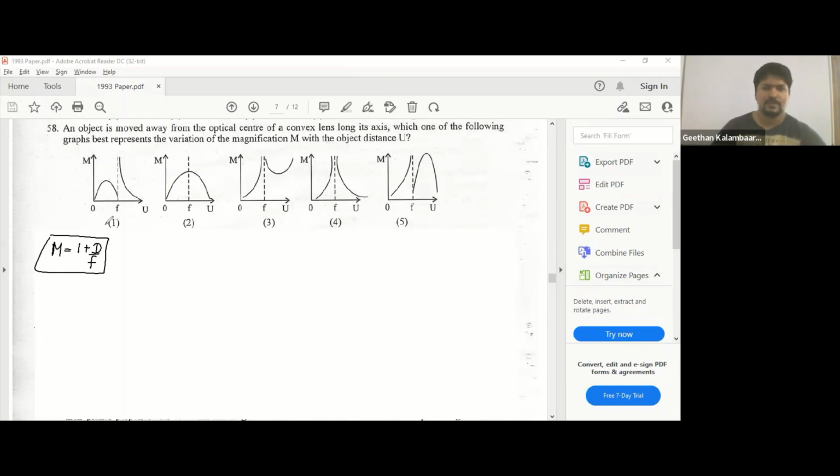Therefore, it's a bit difficult to use this equation, because it's not the same magnification. It changes. In order to do that, I'm going to draw a ray diagram to get an idea about the magnification.